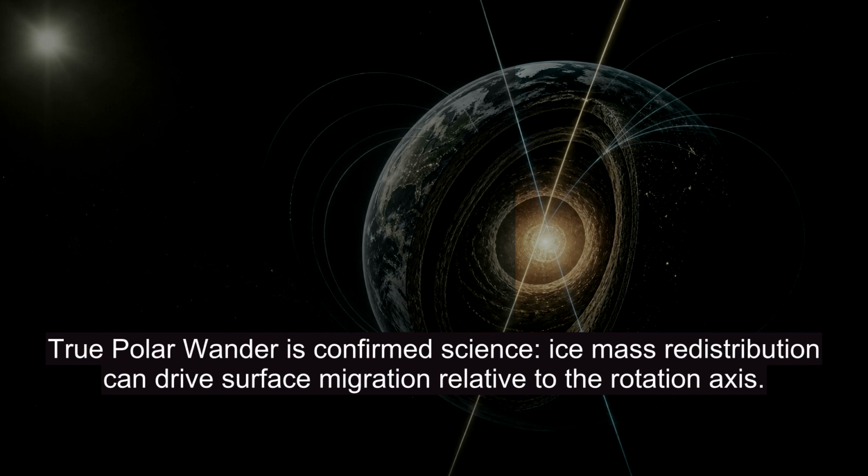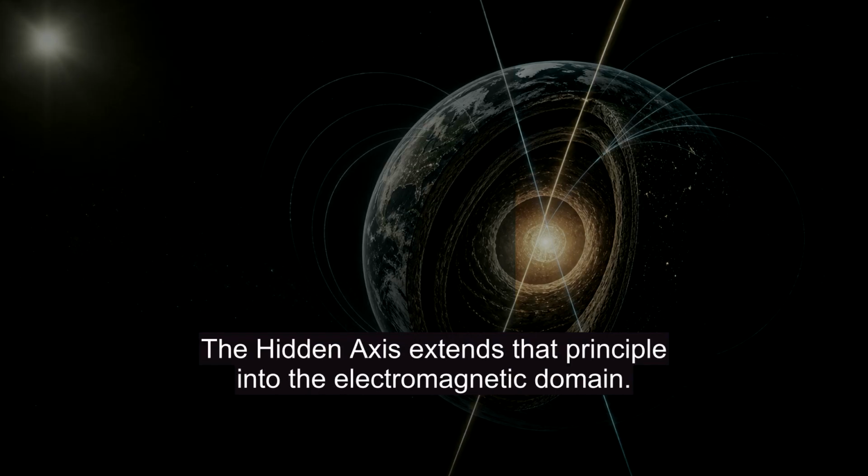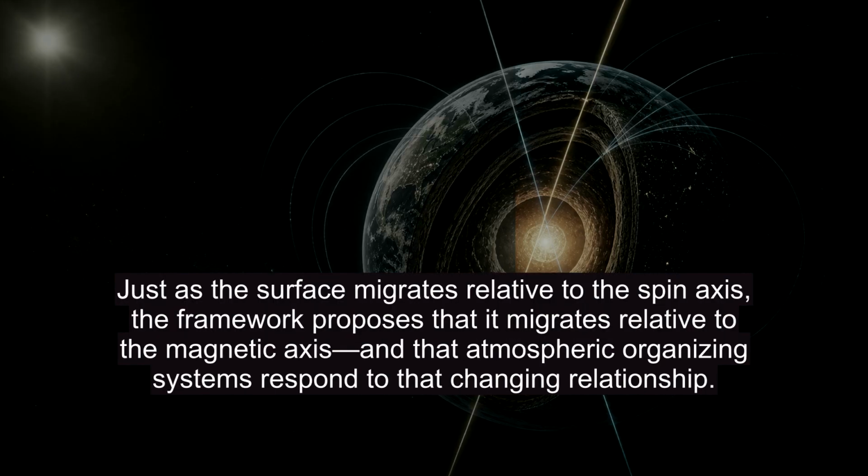True polar wander is confirmed science. Ice mass redistribution can drive surface migration relative to the rotation axis. The hidden axis extends that principle into the electromagnetic domain. Just as the surface migrates relative to the spin axis, the framework proposes that it migrates relative to the magnetic axis, and that atmospheric organizing systems respond to that changing relationship.